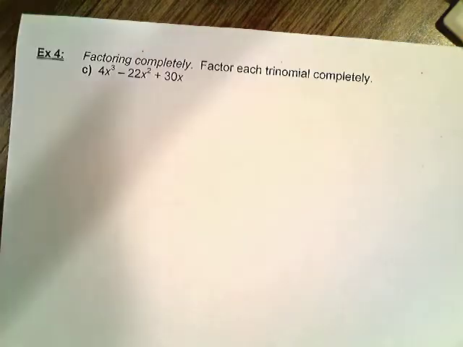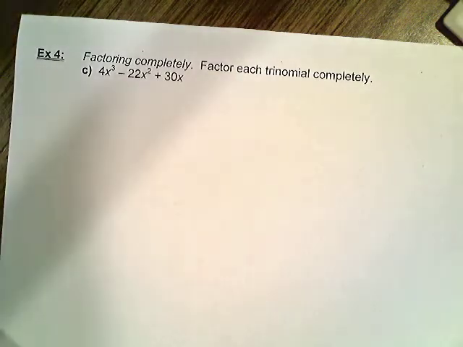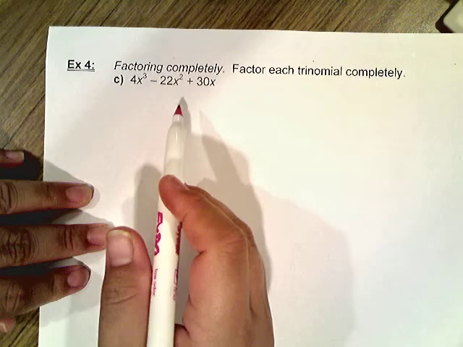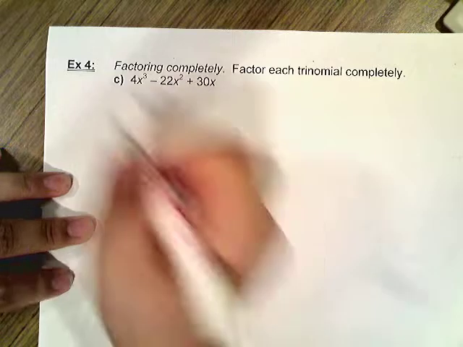Okay, one last example. Right here, 4x cubed minus 2x squared plus 30x. So, what do we do? Right, first we factor out the GCF, or we look for a GCF. Is there a GCF? Yep, there is.